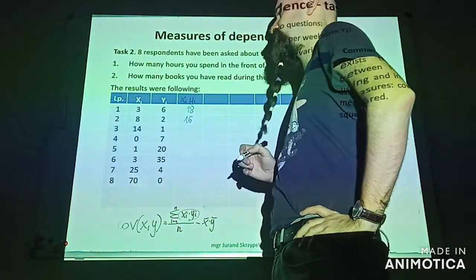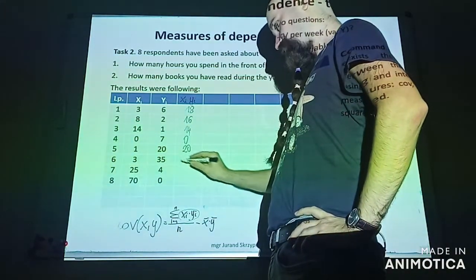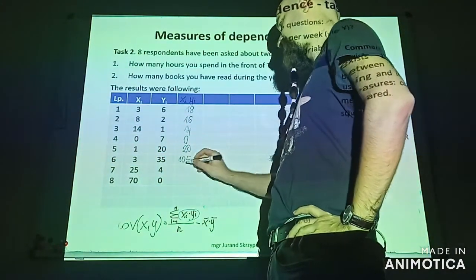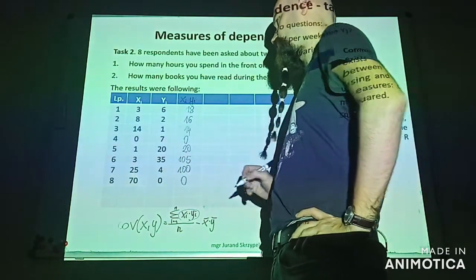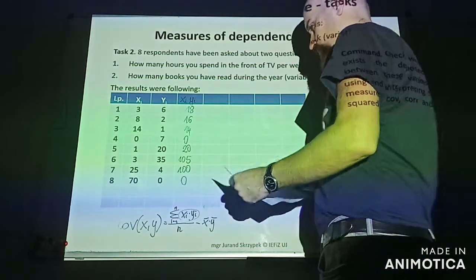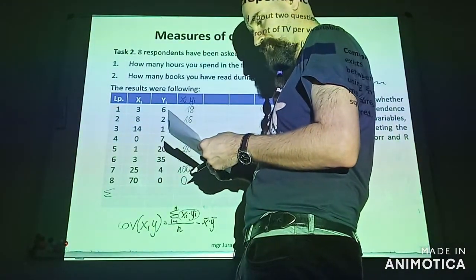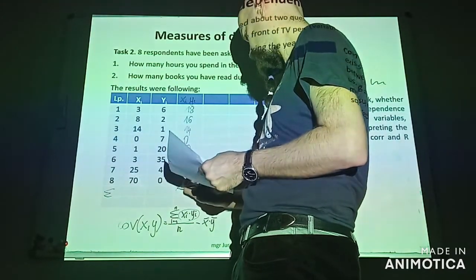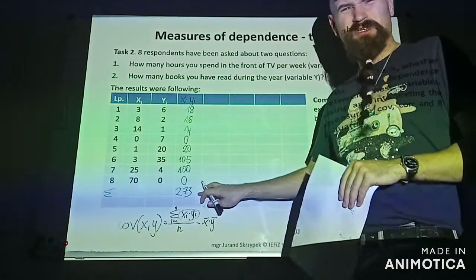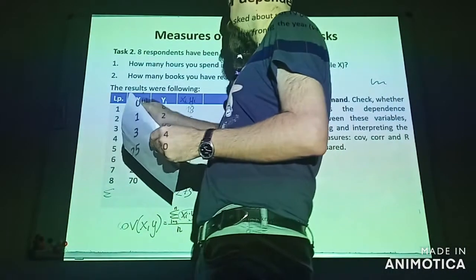16. 8 times 2, 14. 0, 20. 35, 70, and 105. 100 and 0. I'm a little bit lazy, so the sum of that column is 273. I saw it before.